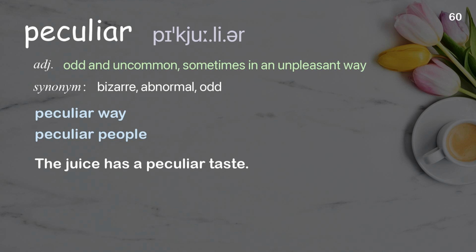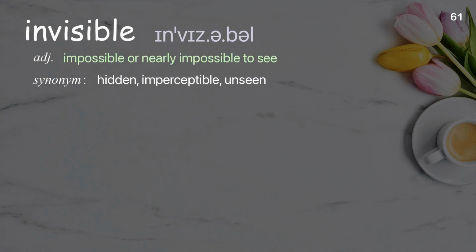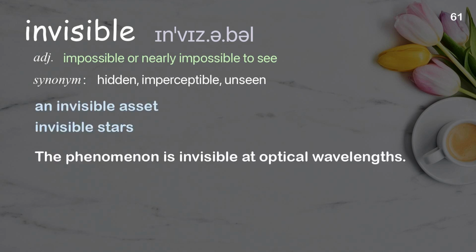Invisible. Impossible or nearly impossible to see. Examples: An invisible asset. Invisible stars. The phenomenon is invisible at optical wavelengths.